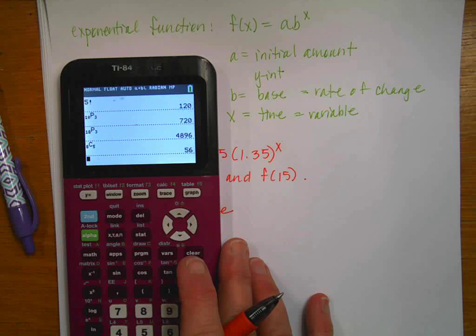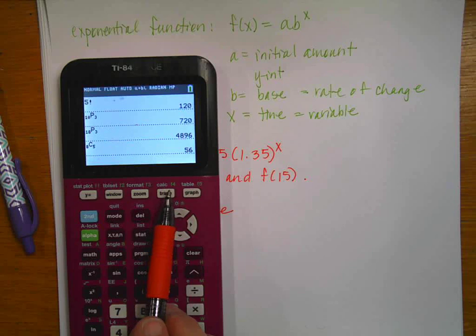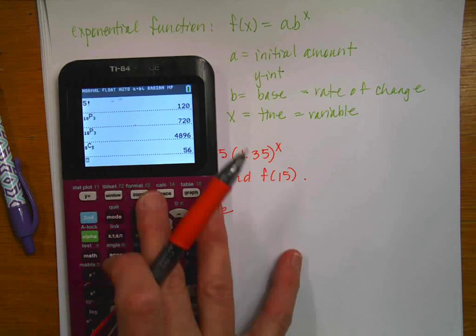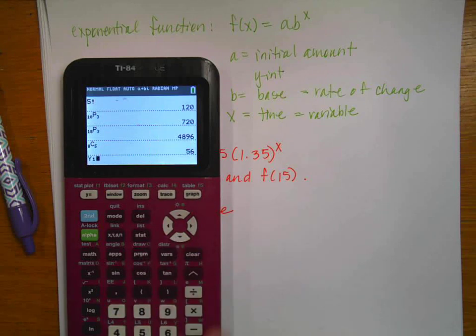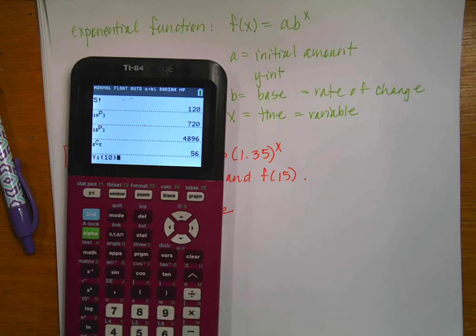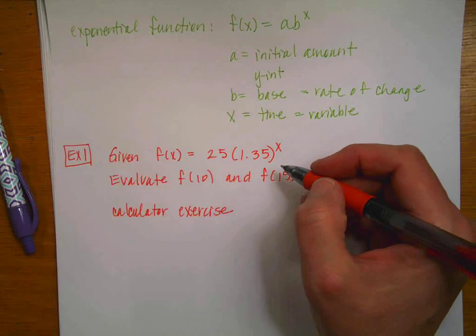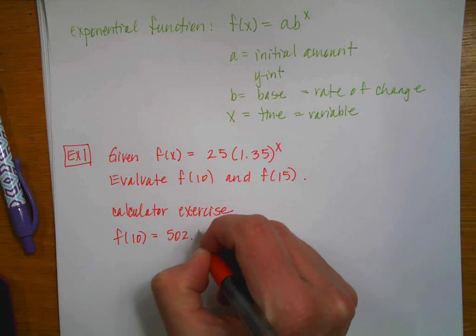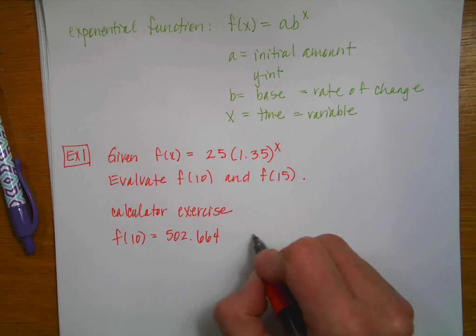And so I'm going to show you a trick on your calculator. So this alpha button is going to bring up an equation that we've already entered. Okay, so if I want to do, and I'm going to show you on your calculator, and then I'll do it by hand. So I'm going to do alpha F4, and notice that it has the equation that I just entered, and I'm going to hit that, and then I'm going to tell it to evaluate it at 10, and then I'm going to hit go. Okay, so I would say that f of 10 is going to equal 502.664.